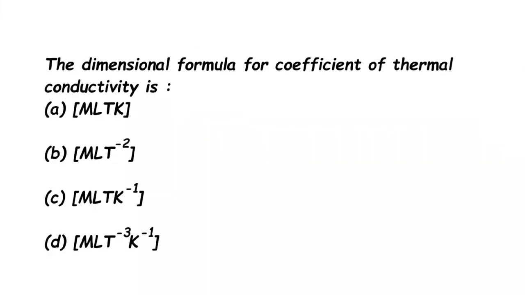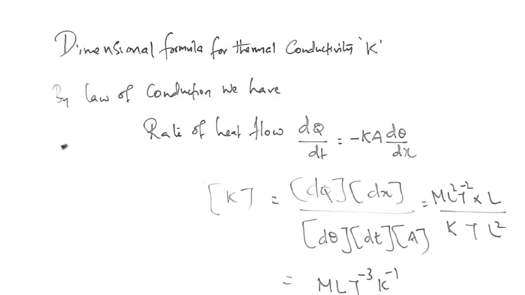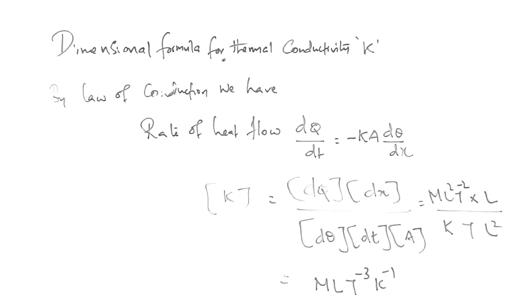The dimensional formula for coefficient of thermal conductivity is: option A mLTK, option B mLt raised to minus 2, option C mLt K raised to minus 1, and option D mLt raised to minus 3 K raised to minus 1. Okay, here we have to find out the dimensional formula for coefficient of thermal conductivity or thermal conductivity K.